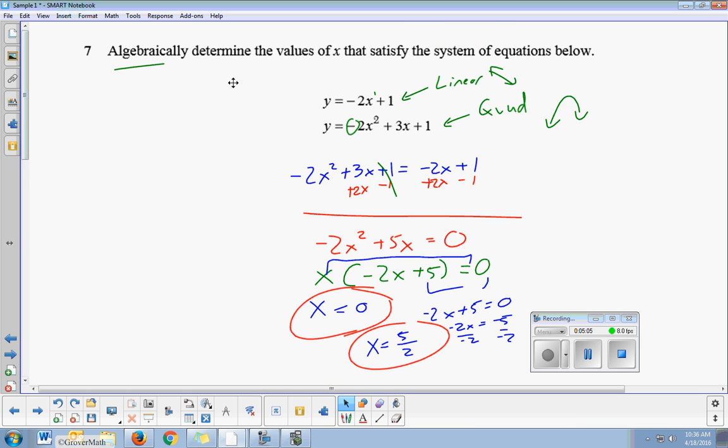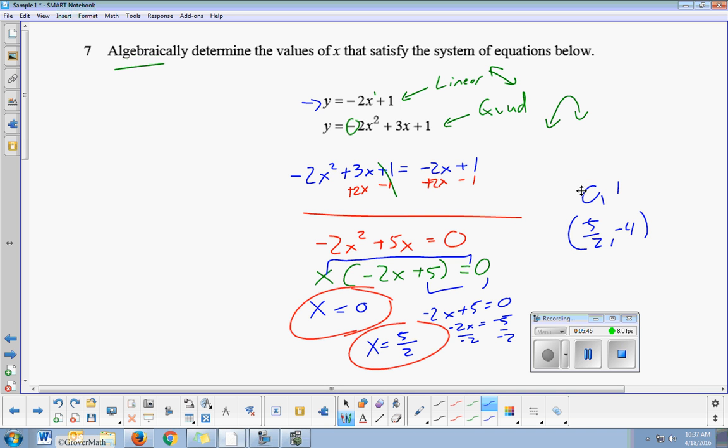If they said just solve the system, I would actually then have to plug these x's back in to find their partner y's. Because this isn't a coordinate, this is the x value of each coordinate. So you could plug them back in to get the y values that go with them. You can plug them into either one, but it's usually easier to plug it into the linear. Negative 2 times 0 plus 1 is 1, so the point 0, 1. 5 over 2 times negative 2 is negative 5 plus 1 is negative 4. So 0, 1 and 5 over 2 comma negative 4, I believe.